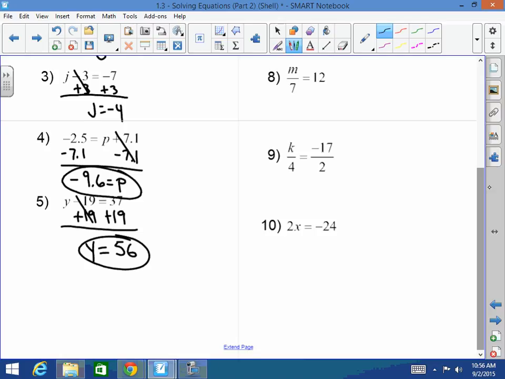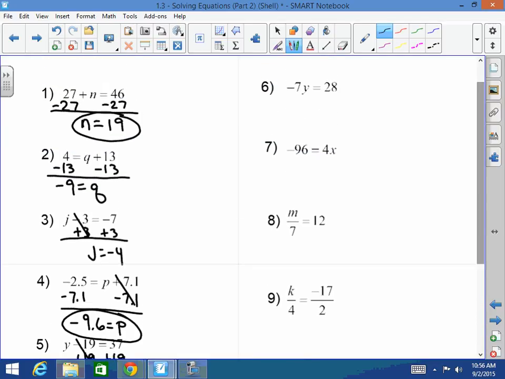Let's go to some multiplication and division ones now, gentlemen. Number 6. The relation between negative 7 and y is multiplication. How do we cancel multiplication? So what do I do, my brother? You divide negative 7 to both sides. Fantastic. So y equals negative 4. Excellent. Okay, I've got 4x here. What's the relationship between that 4 and the x? Are they being added, subtracted, multiplied, or divided? Multiplied. How do I get rid of multiplication? Division. So I'm going to divide 4 to both sides. Fantastic. And that's going to equal negative 24. Thank you very much, my brother.